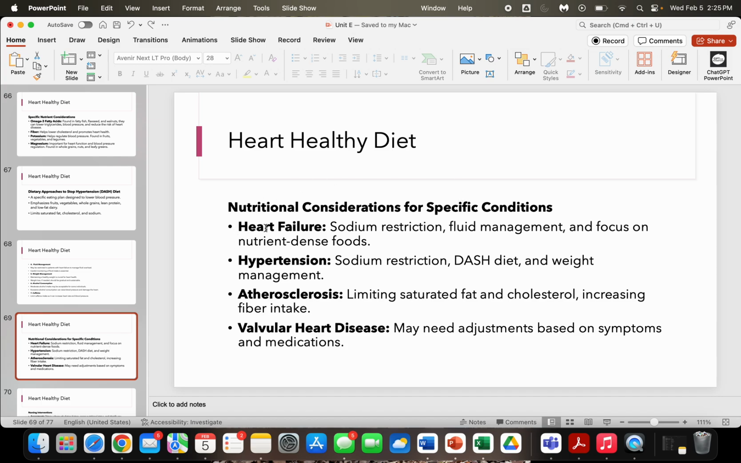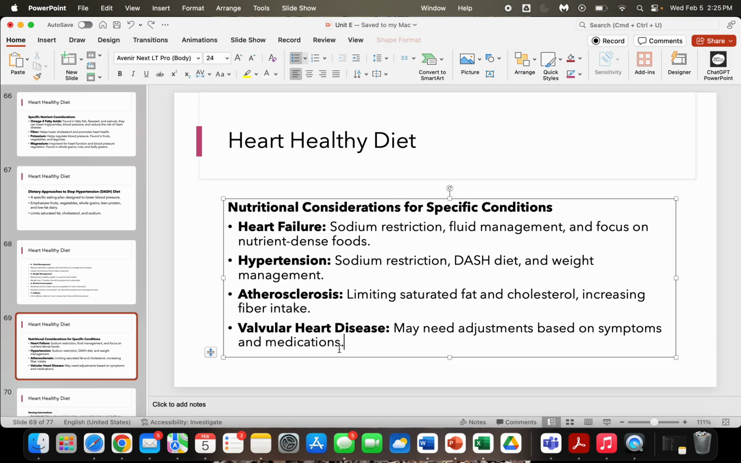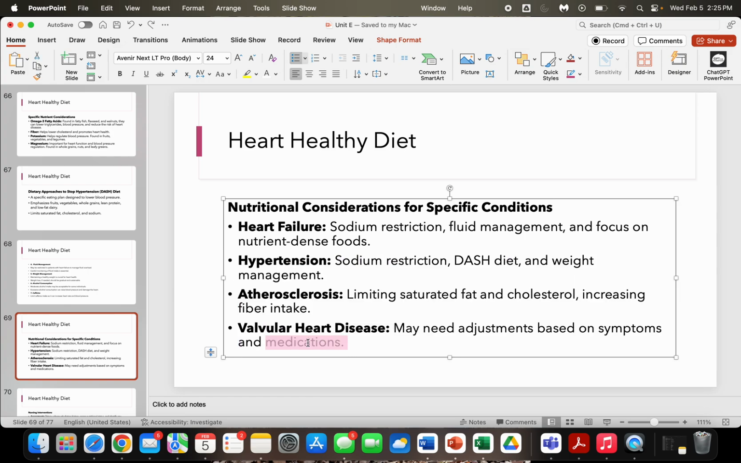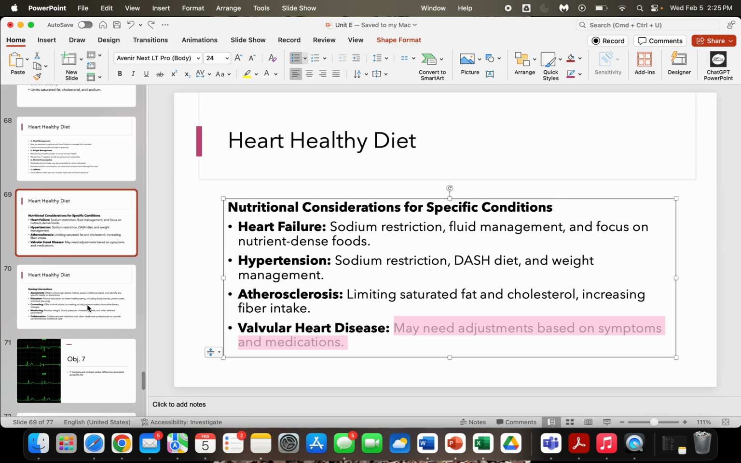Specific considerations. So heart failure, sodium and fluid, very important. Hypertension, sodium in the DASH diet. Atherosclerosis, limiting fats and cholesterols. Okay, we talked about that one earlier. And then if they've got valvular heart disease, depending on the meds they're taking, in all of these conditions we talked about, they're taking meds that require them not to eat certain things. That is a teaching point we would want to make, okay?